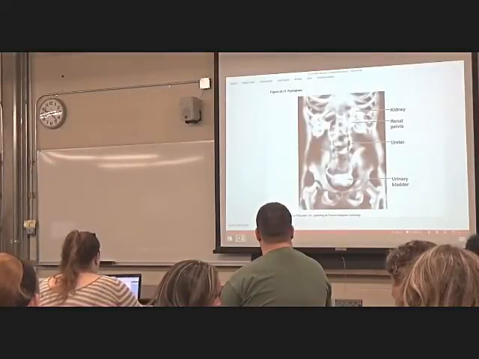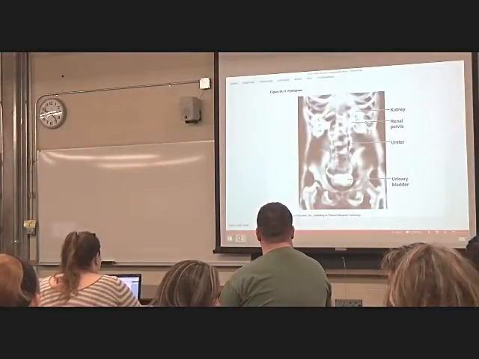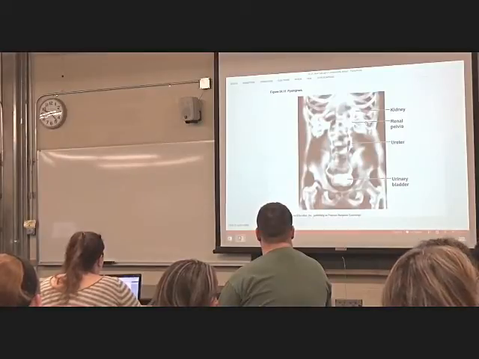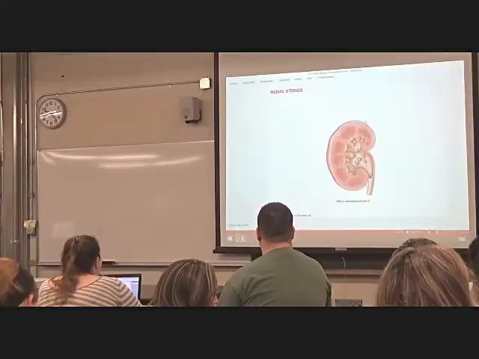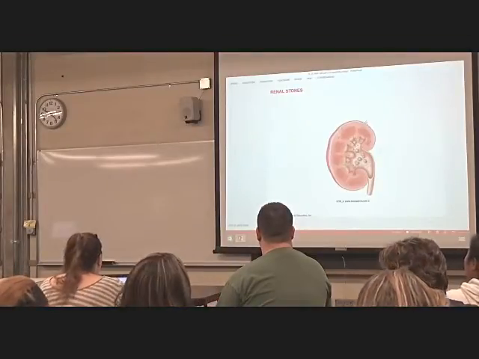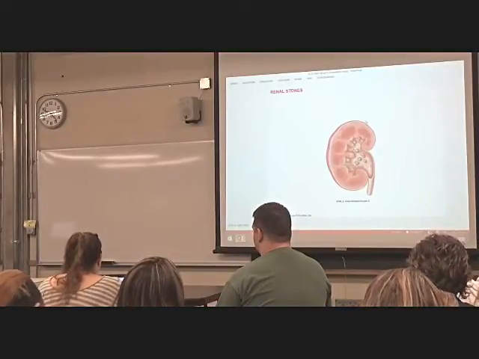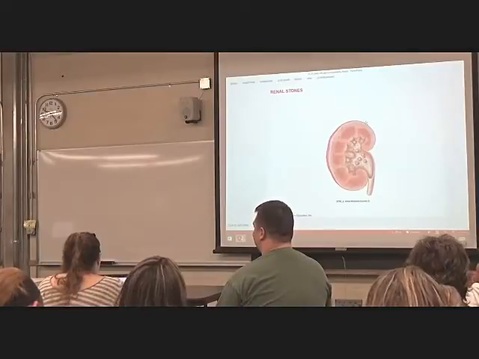And this is showing you a renal pyelogram, probably looking for kidney stones. So what is a kidney stone? Stones that get into your urine, or some of them are stuck up inside there in your kidneys. It's like, damn.